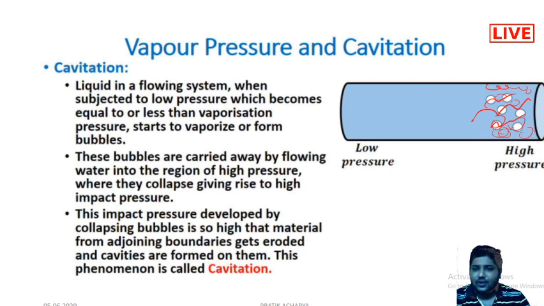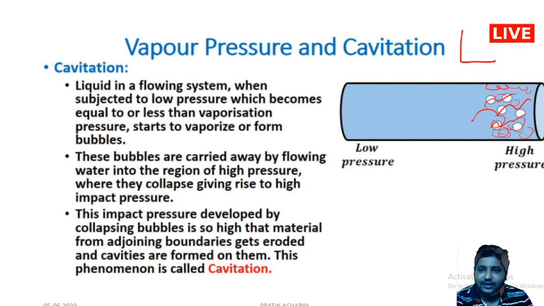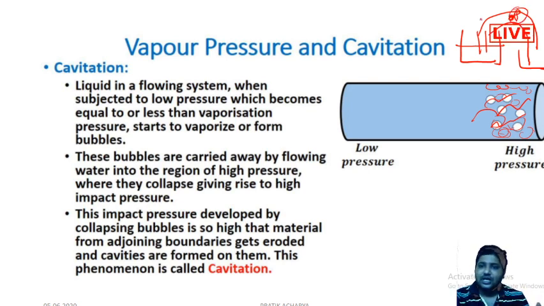Cavitation must always be prevented. It should not be allowed, as it will destroy the pipe system. This is observed basically in pumps and turbines, and also in a siphon. Suppose this is a pipe, and at this point the pressure may fall below the vapor pressure. If the pressure falls below the vapor pressure, the liquid starts boiling at that point, bubbles are formed, and this leads to cavitation. So cavitation is always to be prevented.